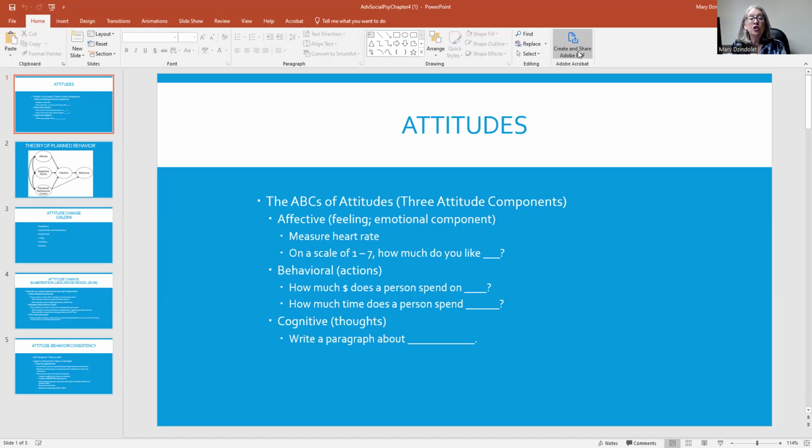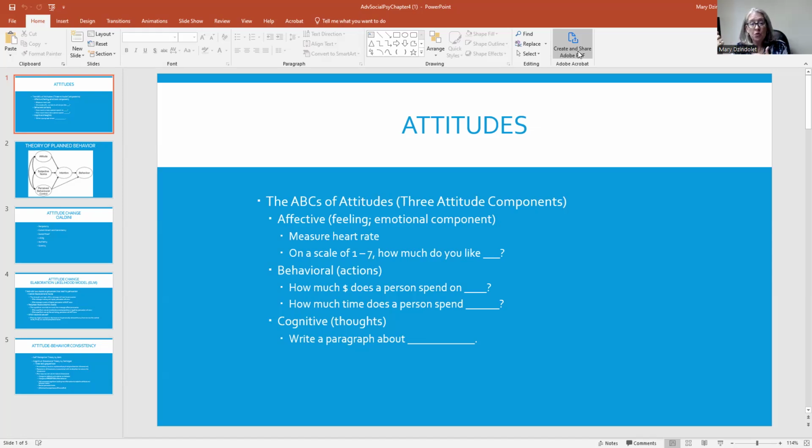We can look at the behavioral aspect of an attitude by looking at their actions. How much money does a person spend on ice cream? Gives you an idea of how positive their attitude toward ice cream is. How much time does a person spend with another person? Gives you an idea of how much they care about that person that they're spending a lot of time with, right?